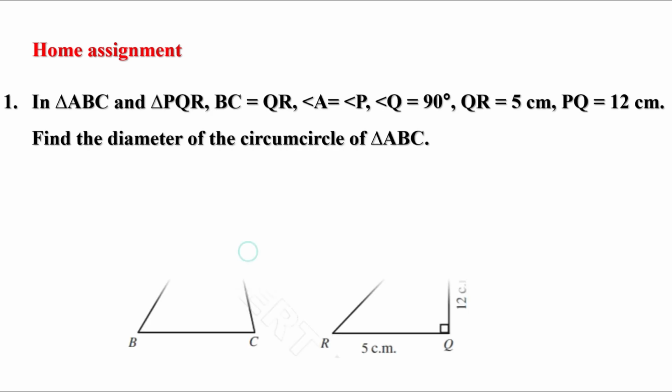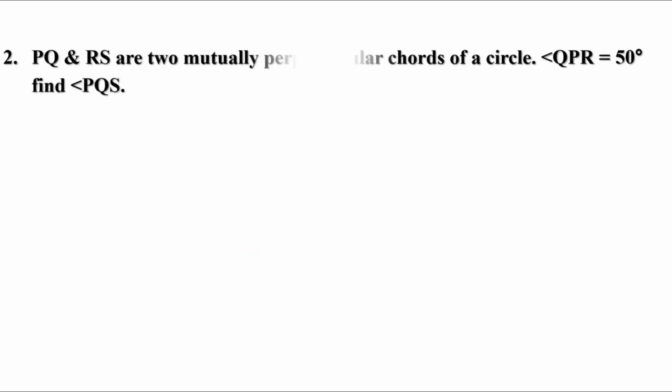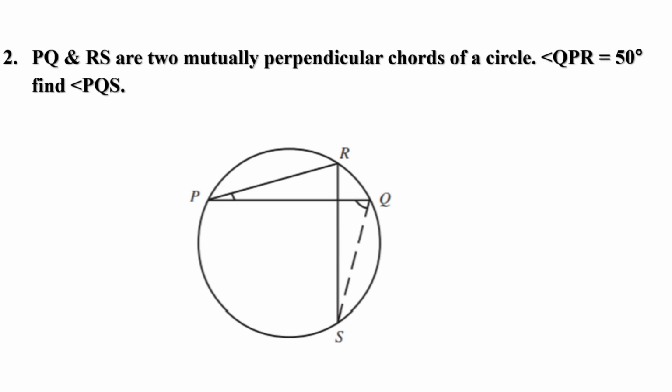First one, in triangle ABC and triangle PQR, BC equal to QR, angle A equal to angle P, angle Q equal to 90 degree, QR equal to 5 centimeter, PQ equal to 12 centimeter. Find the diameter of the circumcircle of triangle ABC. Second problem, PQ and RS are 2 mutually perpendicular chords of a circle. Angle QPR equal to 50 degree. Find angle PQS.